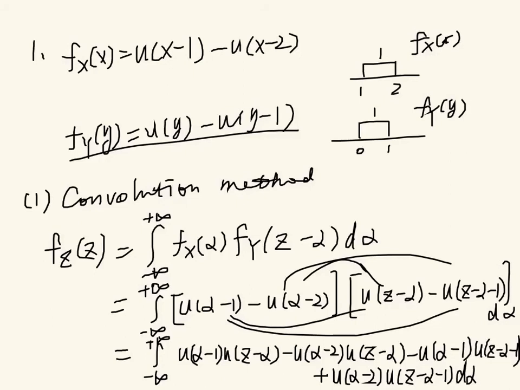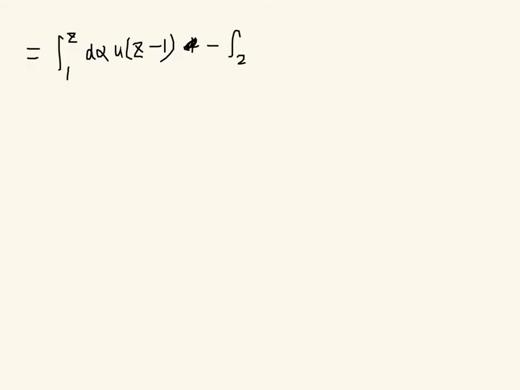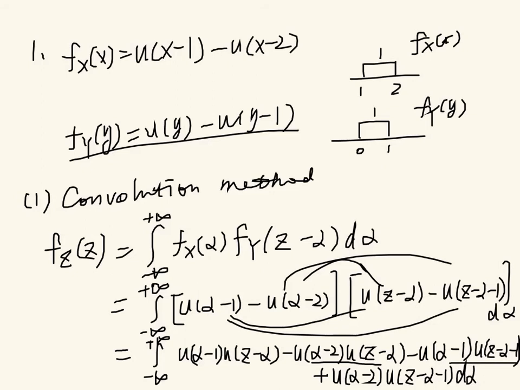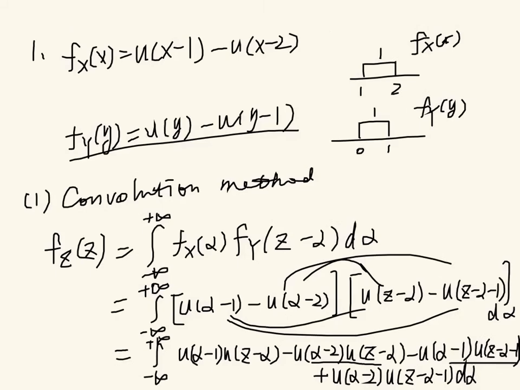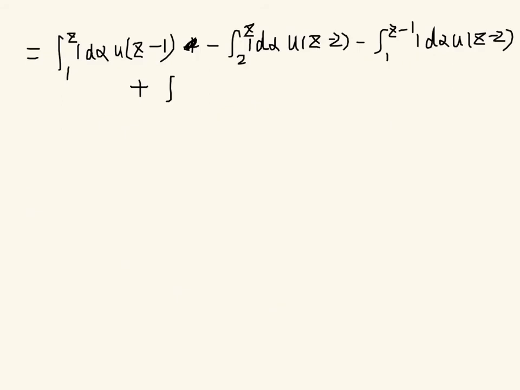The second term is minus, the integration from 2 to z, d alpha, this is 1 inside, u z minus 2; minus, this is 1 to z minus 1, 1 inside, d alpha u of z minus 2; and plus the last term is equal to 2 to z minus 1, 1 inside the alpha u z minus 3.